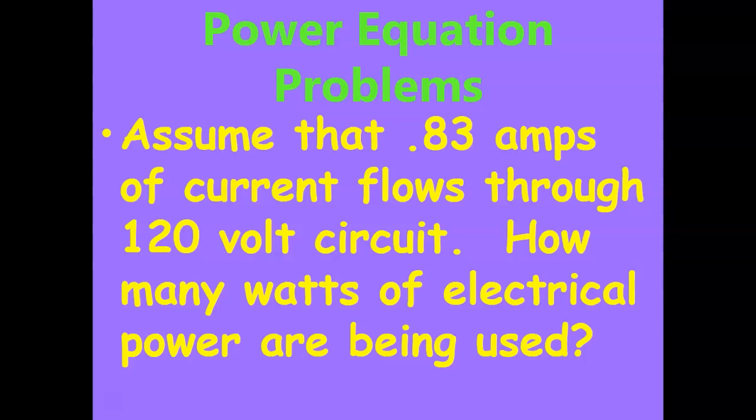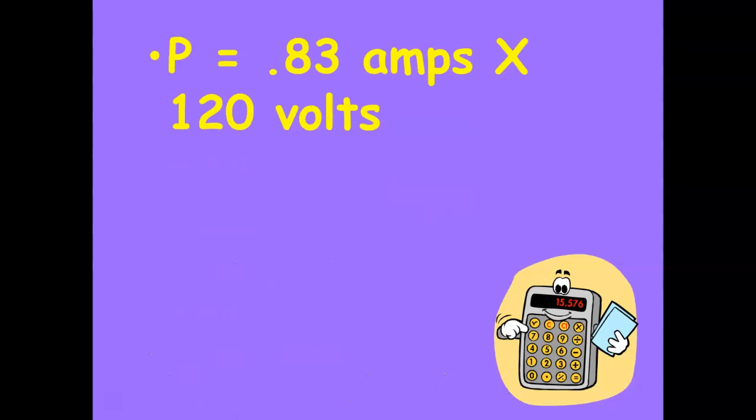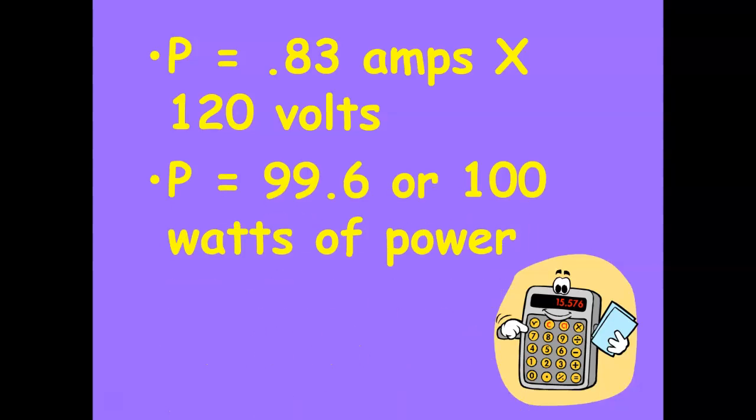Here's the sample problem. So assume that 0.83 amps of current flows through a 120 volt circuit. How many watts of electrical power are being used? So you're looking for watts, and so you have that P equals I times E. So if I is 0.83 and E is 120, simply take those two together, multiply them, and you're going to get 99.6, or if you round it to the next watt, it would be 100 watts of power.